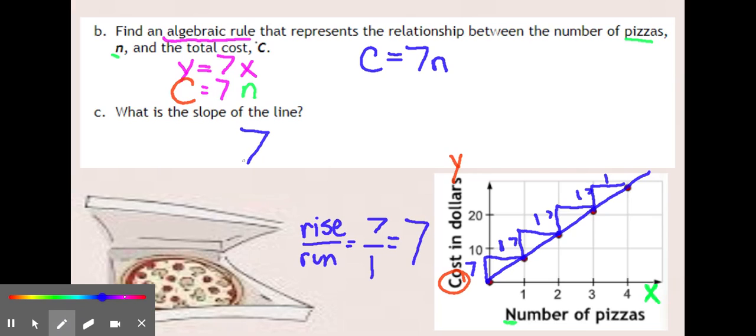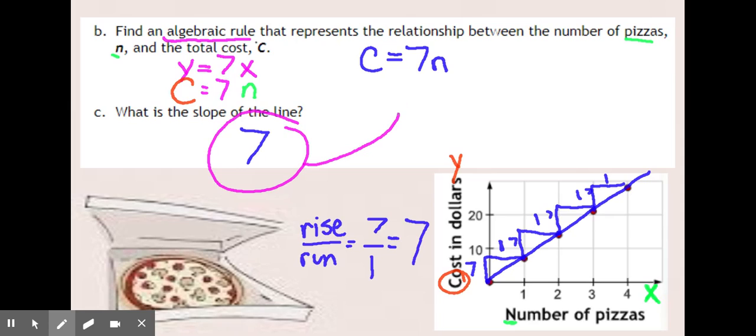And one really interesting thing is that your slope is whatever is in front of your x variable. Your slope is the same thing as your constant of proportionality in the equation if it is a proportional relationship.